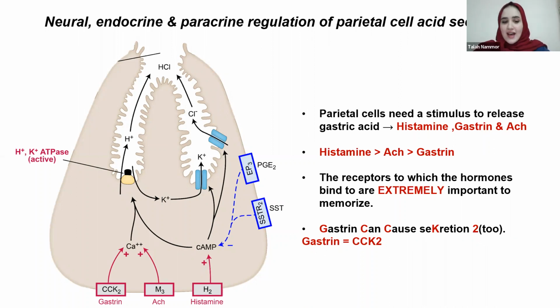So, guys, we have ACH, we have gastrin. ACH will bind to M3. Once it binds to M3, it will cause an increase in calcium levels. Like how histamine causes an increase in cyclic AMP, here acetylcholine will cause an increase in calcium levels. Gastrin too, when it binds to CCK2, will cause an increase in calcium. Now, this calcium will only work on one proton pump, which is the hydrogen potassium ATPase. It's not going to work on any other one.